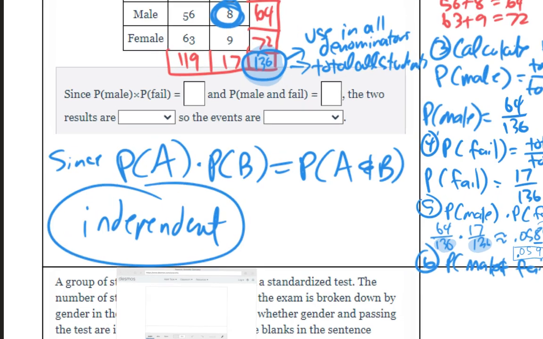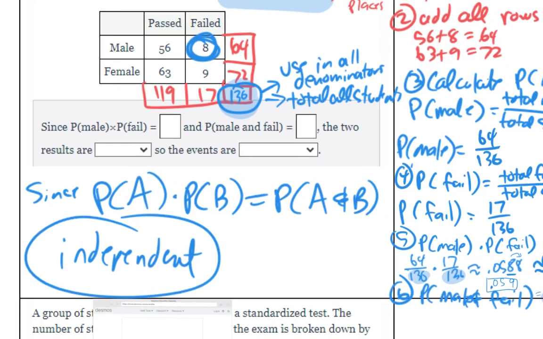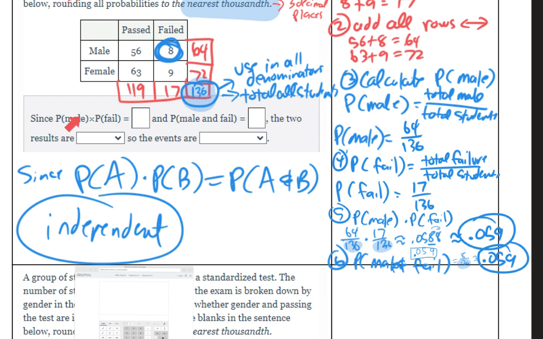So let's go ahead and fill in our information on here. We said the probability of male times the probability of failure to the nearest thousandth was 0.059. So we're just going to put that there, 0.059. And then we said the probability of male and failure was also 0.059, right? So these two results are the same. That's the word that they use. So these are independent.